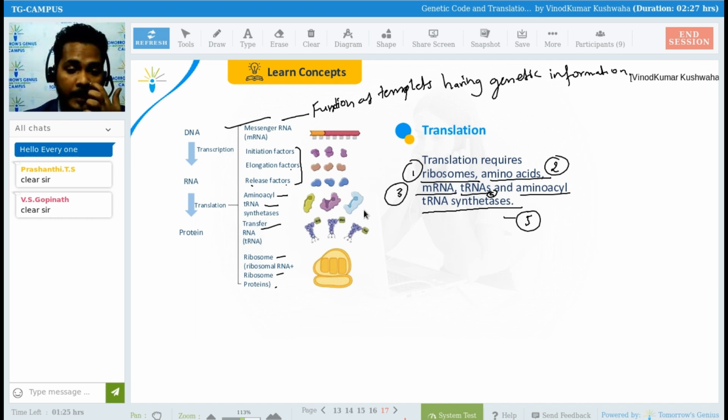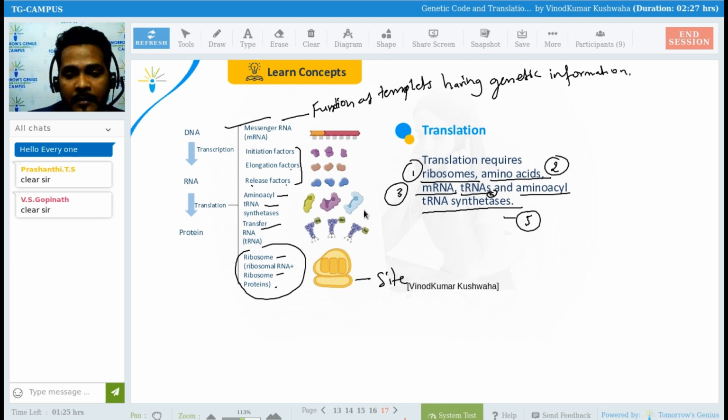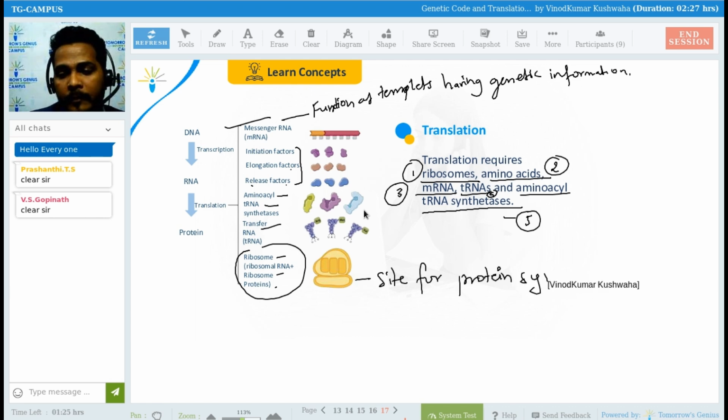Now another one, ribosome is the site for protein synthesis. Where are the ribosomes? You can see here. So this is the site for protein synthesis.